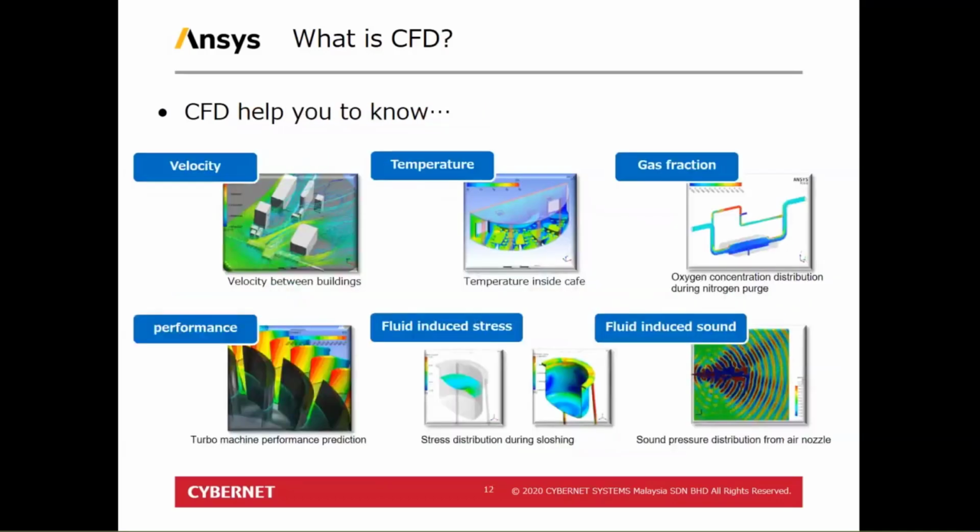Okay, and like these examples, CFD can provide you some information about flow. For example, velocity between buildings, like this example, and temperature inside a cafe, and the gas fraction inside the pipes, and performance of turbo machineries, and tank movement considering liquid movement.